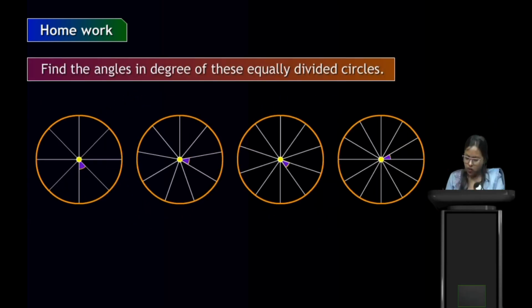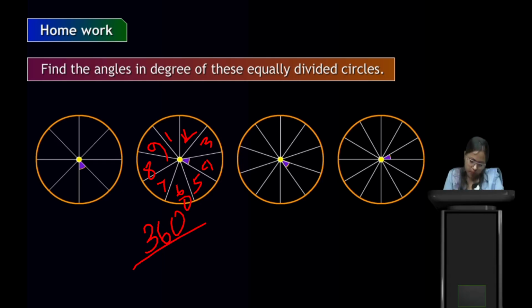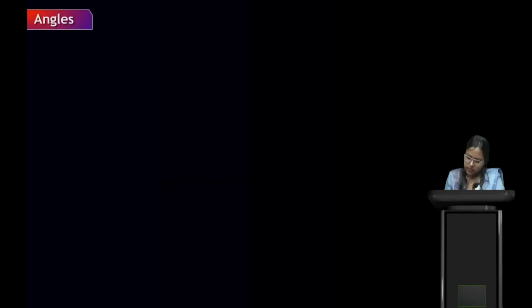Okay. So here is some homework for you all. I think you can find the answer, right? Find the angle in degrees of these equally divided circles. Can you do it? I think all of you can do it. Count how many parts there are, 1, 2, 3, 4, 5, 6, 7, 8, 9 suppose, and the total we know is 360 degrees. So you divide by the number of equal parts. Whatever degree value comes, that is the answer. In that way you can find it, yes.